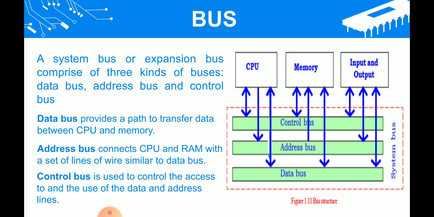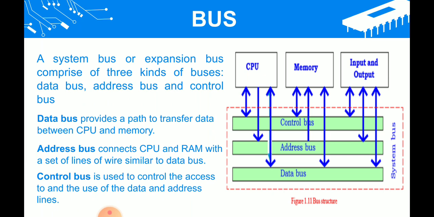If the data bus is of 32 lines of wires, then 32 bits of data can travel. It is like if the bus has 10 seats, then 10 members can travel in that bus. In the same way here, if the data bus has 32 lines of wires, then 32 bits of data can travel. Same way for 64 and 128.